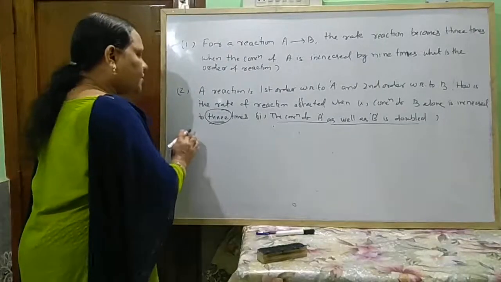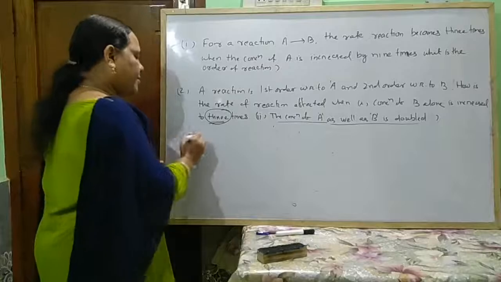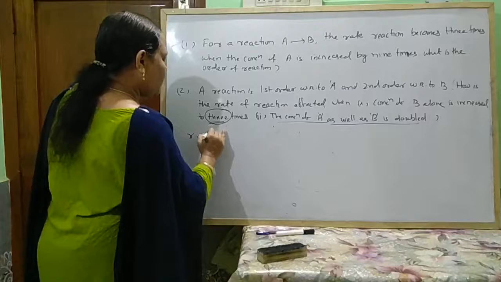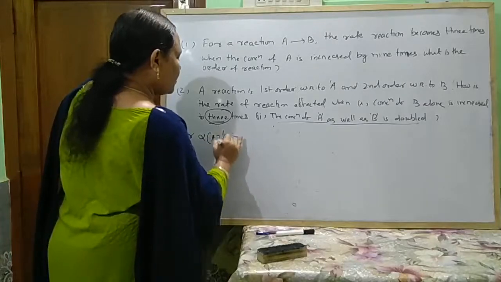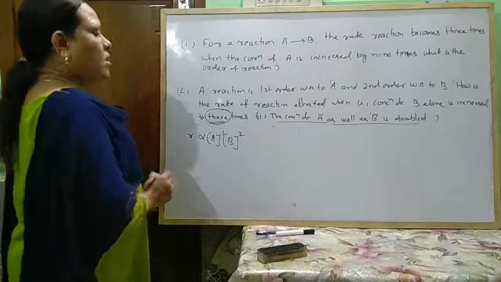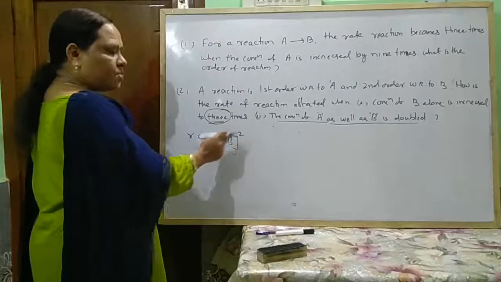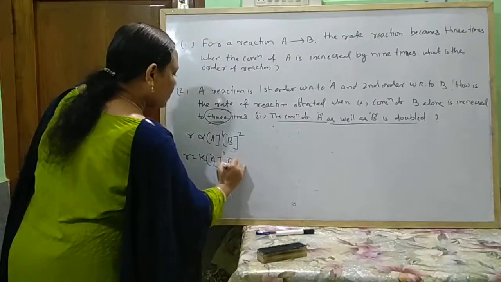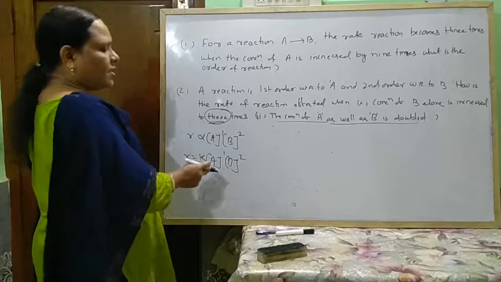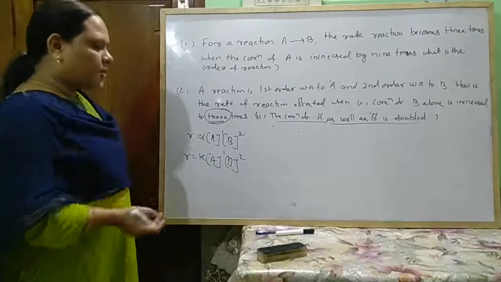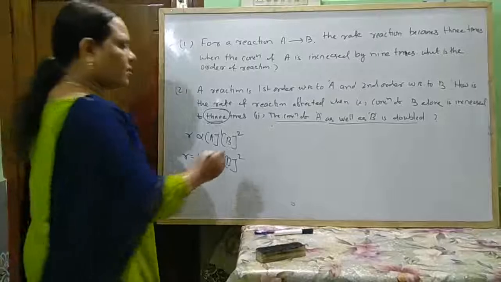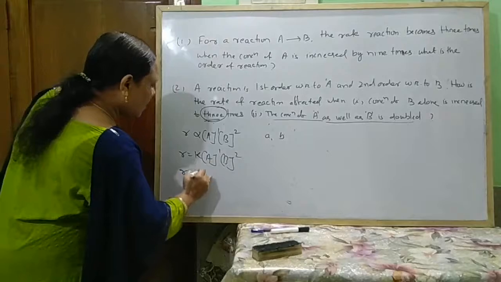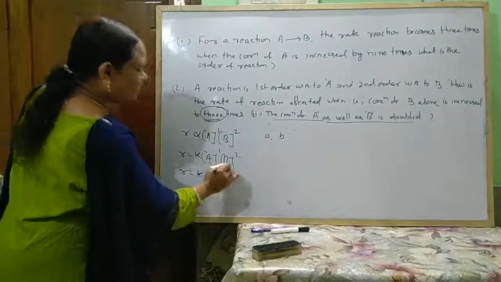So according to the rate law, rate depends on concentration. So R is proportional to A to the power 1 and B to the power 2, with respect to A first order, with respect to B second order. R equal to some constant K, A to the power 1, B to the power 2. Let the molar concentration of A be A moles per liter and B be B moles per liter. So A and B are the molar concentrations. Then we can write R equal to K A B square.